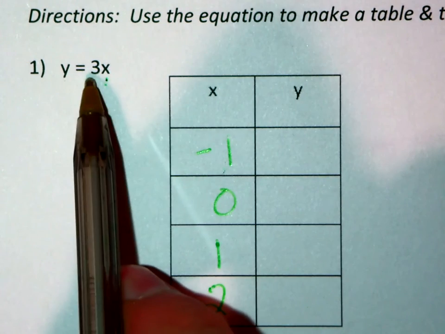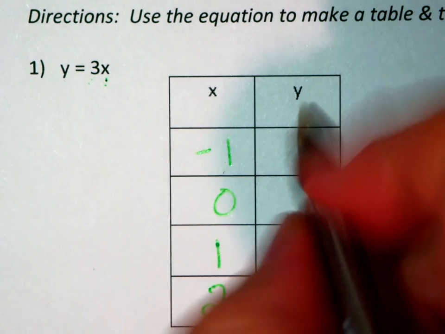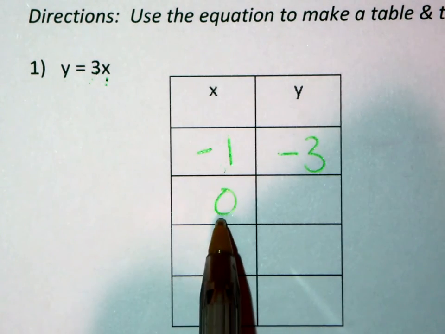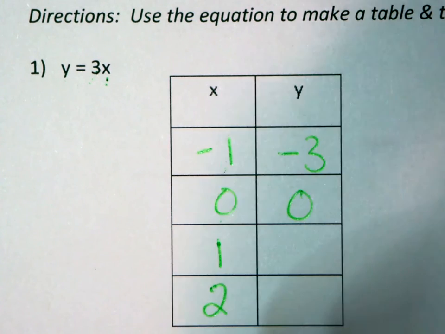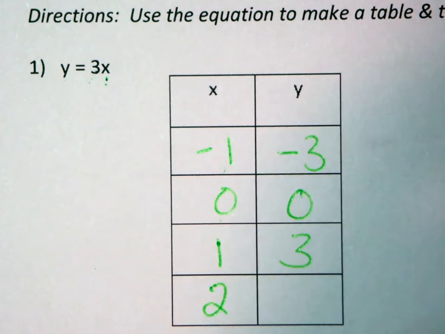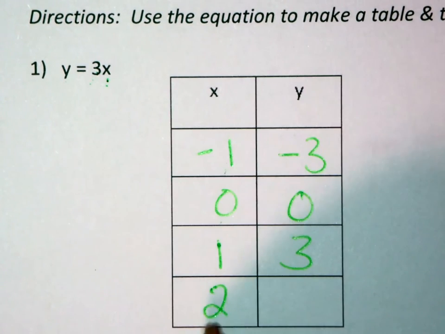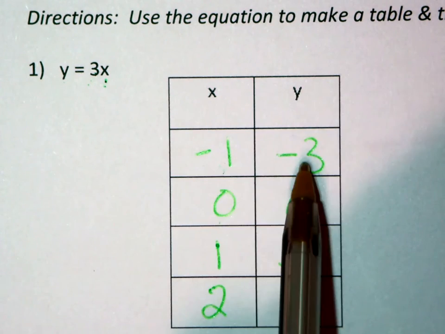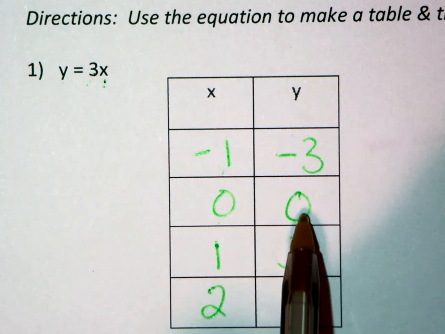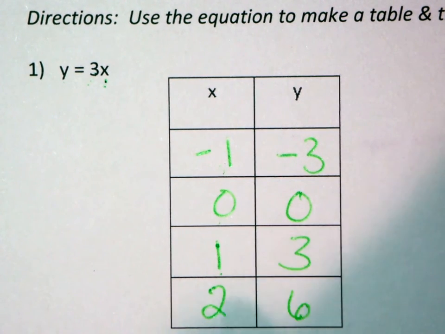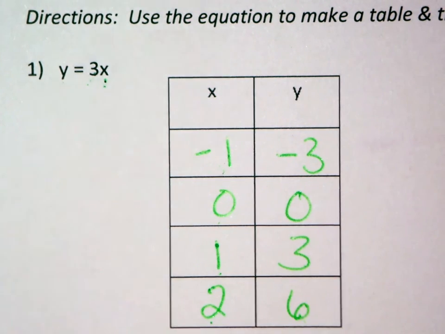So 3 times -1 would equal -3. 3 times 0, well, that's going to be 0. 3 times 1, that's easy, that's 3. 3 times 2, that would output 6. So my t-chart would look something like this. A point at -1, -3, a point at 0, 0, which is the origin, a point at 1, 3, and a point at 2, 6.